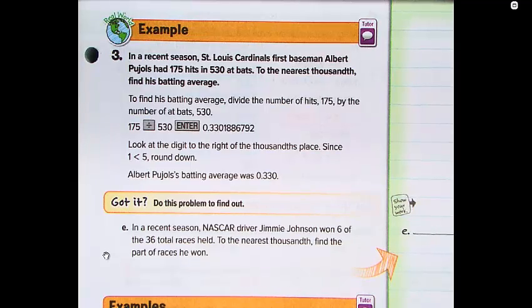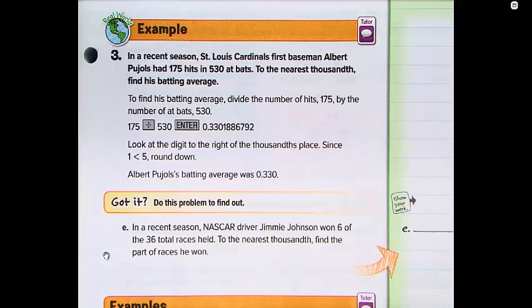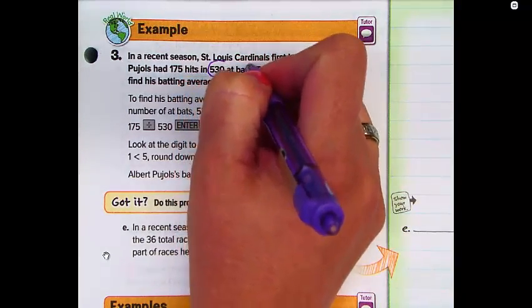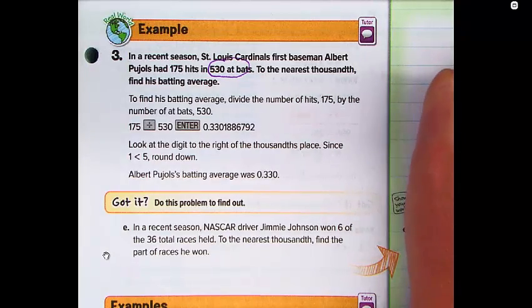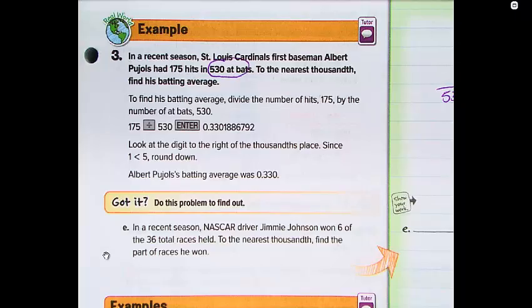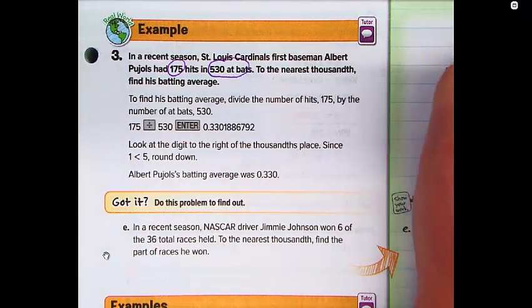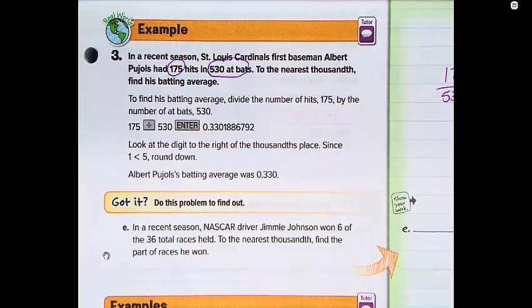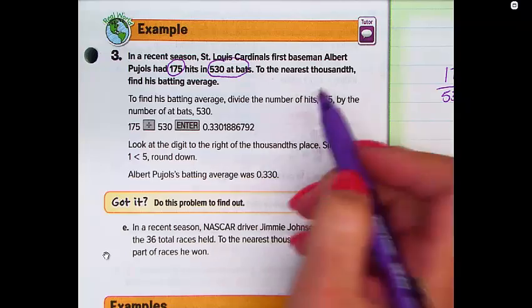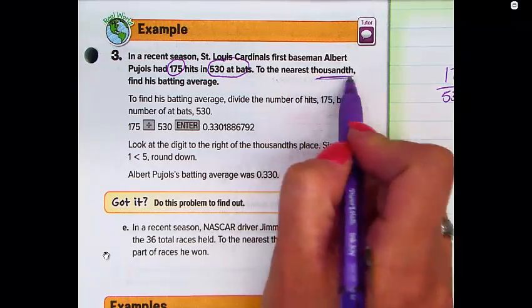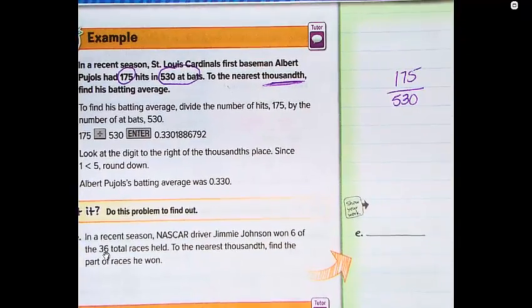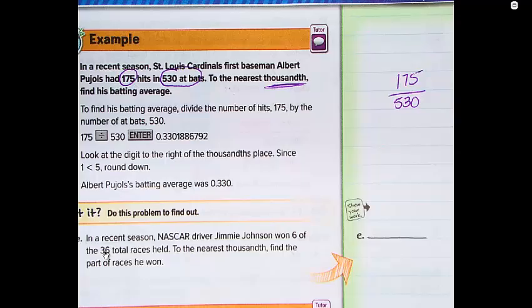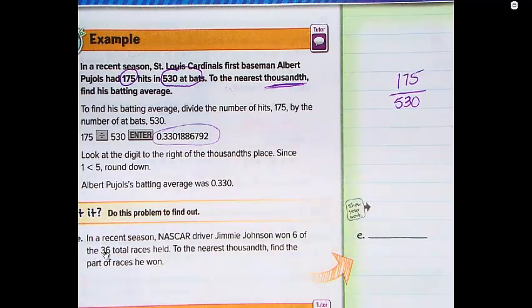This is about the St. Louis Cardinals and about Albert Pujols. He was at bat for this many times. And if you remember, we did the total at bats on the bottom of the fraction on the last page. Out of that, he had 175 hits. It says round to the nearest thousandths, and because it says that, that means that they want it in decimal form. So I would take 175 divided by 530, and this is what you would end up with.